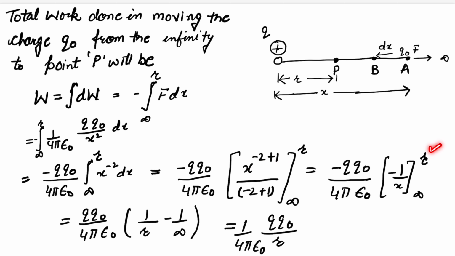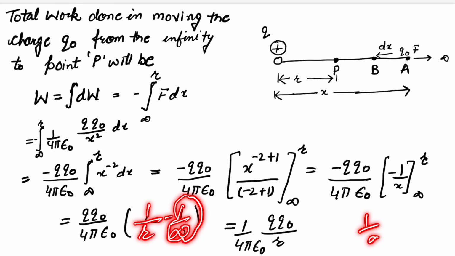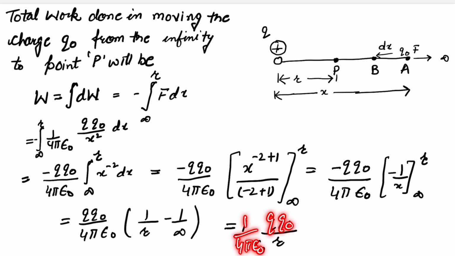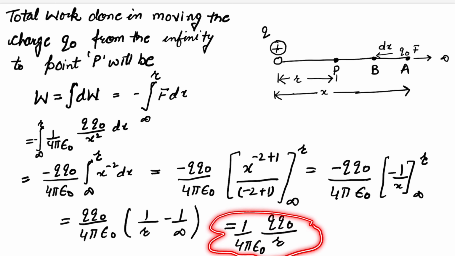Then we substitute the upper limit first, that is r, and the lower limit is infinity. So it is 1 by r minus 1 by infinity. 1 by infinity turns out to be 0, right? 1 divided by infinity is 0. So this term will vanish. Only this term is left, that is 1 upon 4 pi epsilon naught, q q0 by r. This is the expression for electrostatic potential energy, so this is the amount of work done in moving the test charge q0 from infinity to the point P.